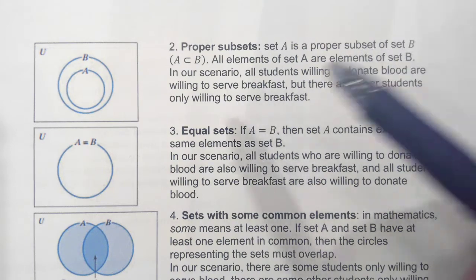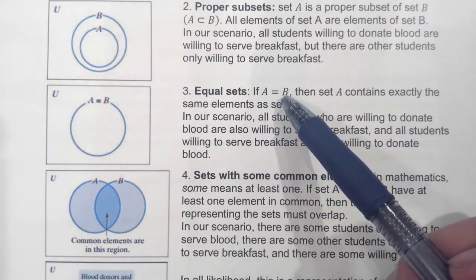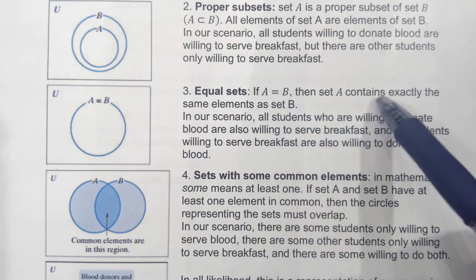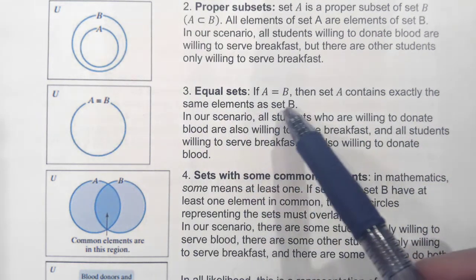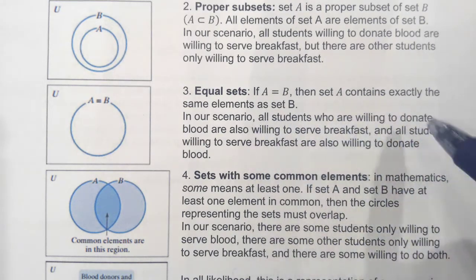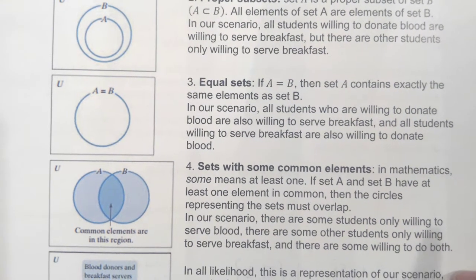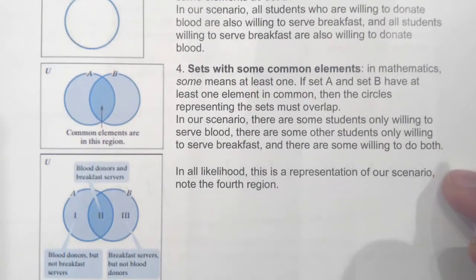The next one is called equal sets. Equal sets look like this. If set A equals B, then set A contains exactly the same elements as set B. So in our scenario, all students who are willing to donate blood are also willing to serve breakfast, and all students willing to serve breakfast are also willing to donate blood. So they're the exact same group of students.